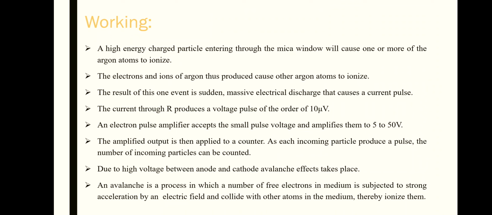The sudden ionization produces a current pulse. Although the pulse is very small, around 10 microvolts, it is amplified by an electronic amplifier to a detectable level. Each radiation particle produces one pulse. The counter counts these pulses, and that count tells us the intensity of radiation. So one particle equals one pulse equals one count.